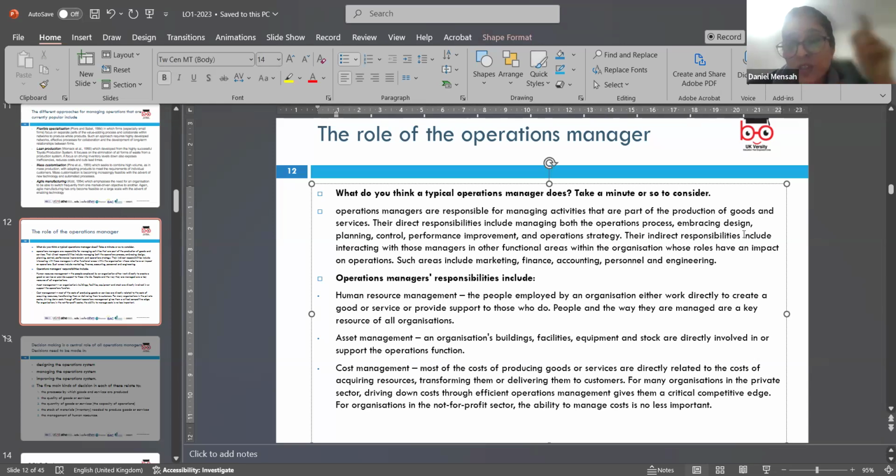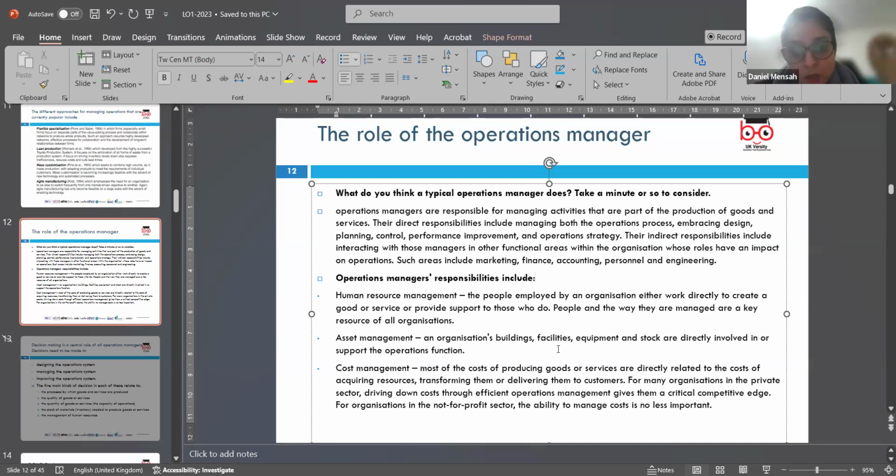And in some cases, they have to interact with other departments and their managers, because when we are making the production, we need to interact with other departmental managers, like marketing managers, financial managers, accounting people, or HR, who are hiring the labor for us. It is also part of their job. Some responsibilities are human resource management. They interact with human resource management, making sure the right people are available at the right time to perform the production activities.